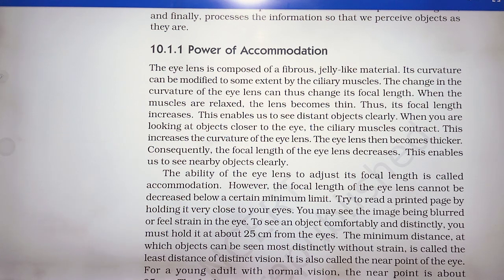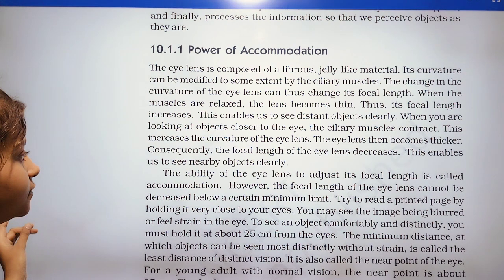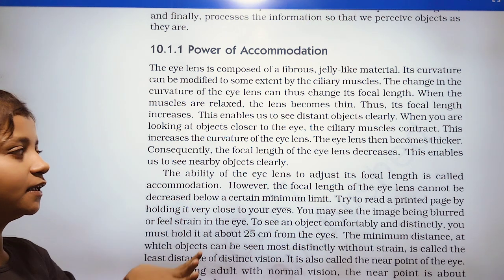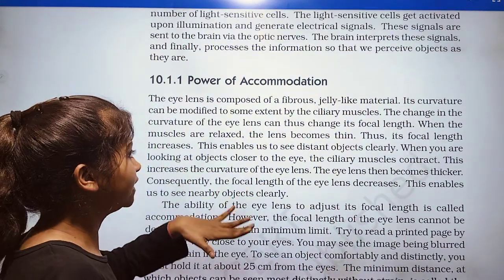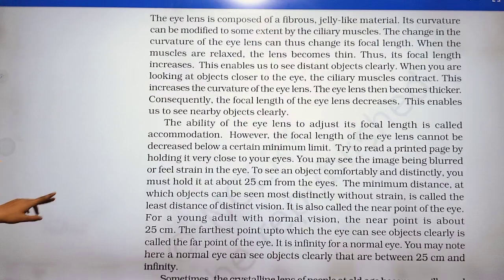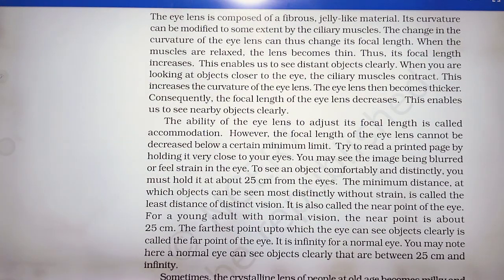When the focal length decreases, the eye lens becomes thicker, and when the focal length increases, the eye lens becomes thin. This adjustment of the eye lens is called accommodation.